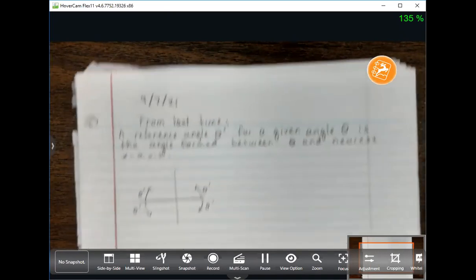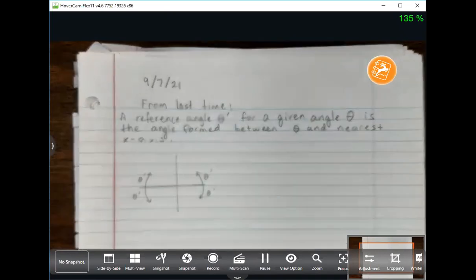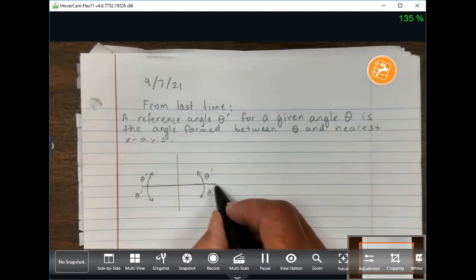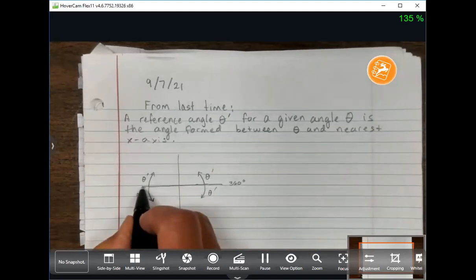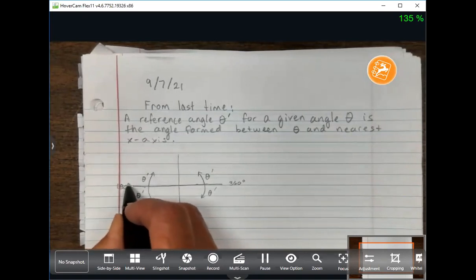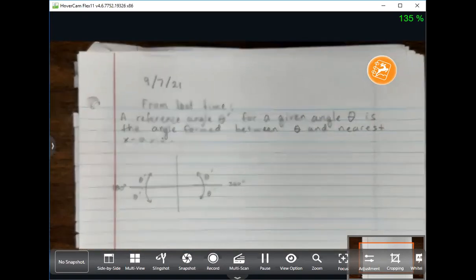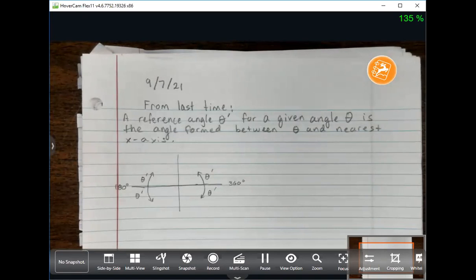So you use the fact that you can use this axis here as 360 degrees and this one as 180 degrees, or you can measure going in the other direction. But you measure from those angles right there.